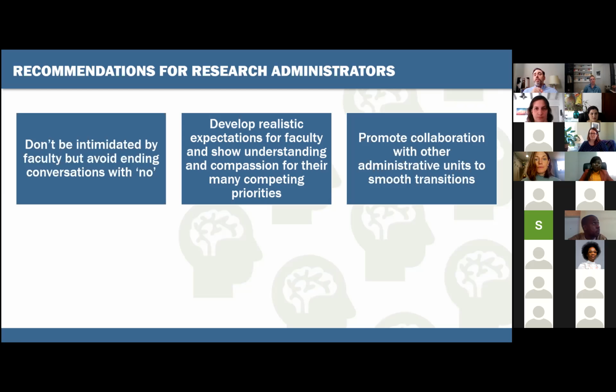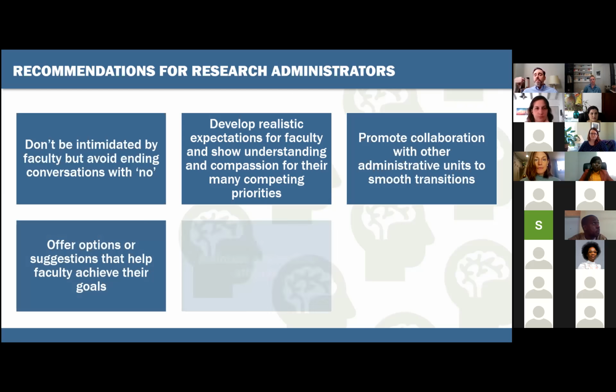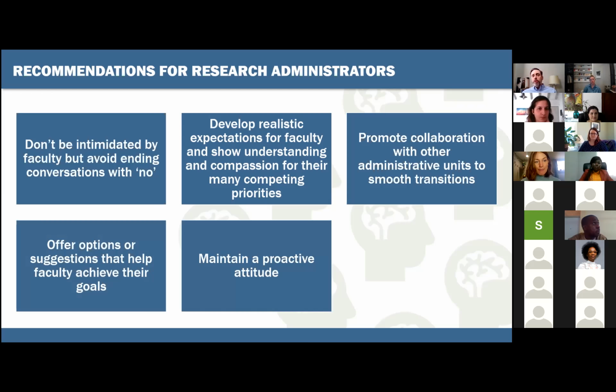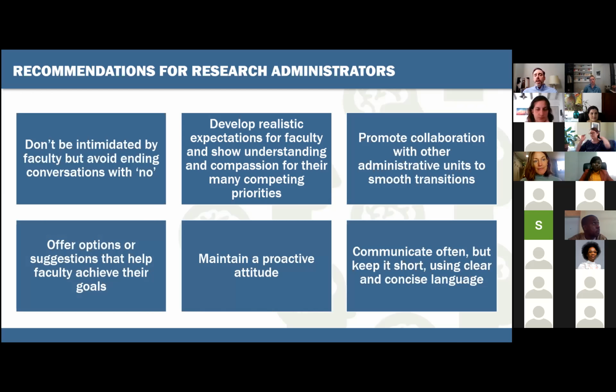Promote collaboration with other units. If you know that in order to have a successful project, you have to work well with finance or legal or those other groups, it can be your job as the administrator to make sure that those transitions and that communication is smooth between those groups. Offer suggestions and options to help them achieve their goals. This can be very valuable. You become a very trusted colleague when you're able to give them solutions to the problems that they're running into with administration.